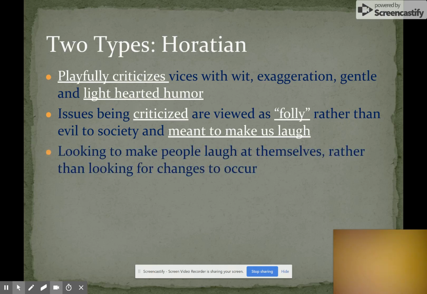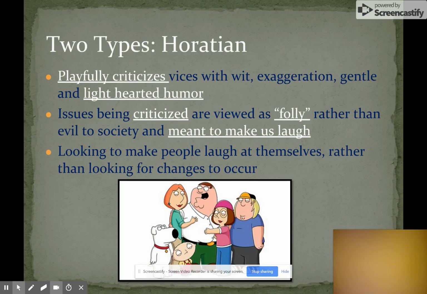Horatian also is looking to make people laugh at themselves rather than looking for change to occur. So take SNL, for instance. They're not necessarily wanting us to make some significant change in the world. They just want us to laugh at current issues that are happening that are a little bit out of sorts, if you will. So think Family Guy. Great example also of Horatian satire.